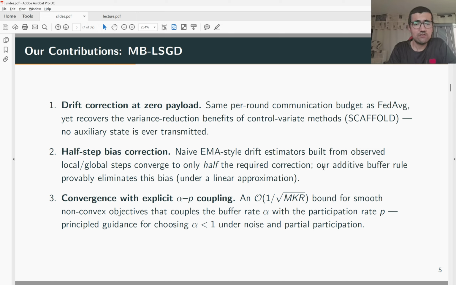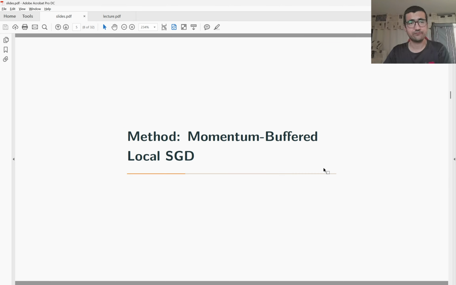And third, we prove a convergence bound of order 1 over the square root of MKR for smooth non-convex objectives, and the bound explicitly couples the buffer rate alpha with the participation rate p, which turns out to be exactly the guidance you need to tune this method in practice.